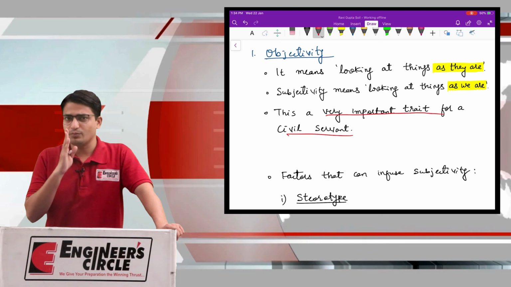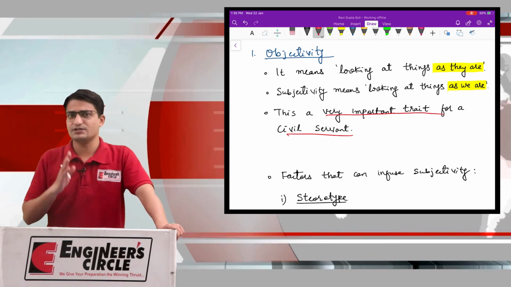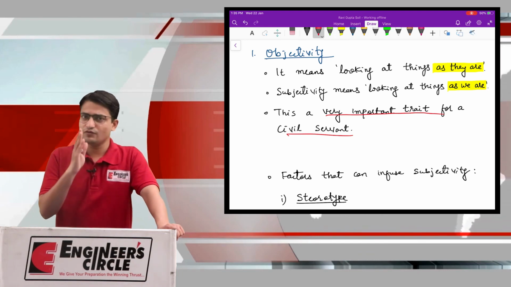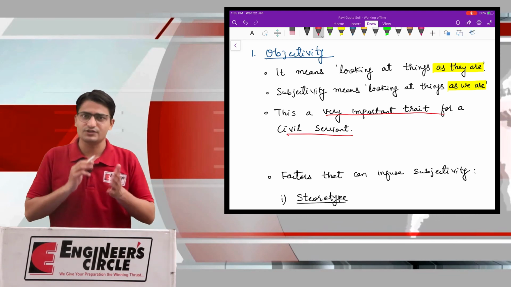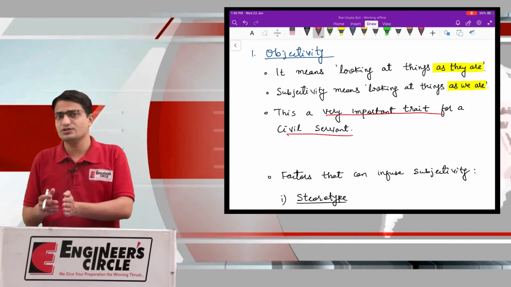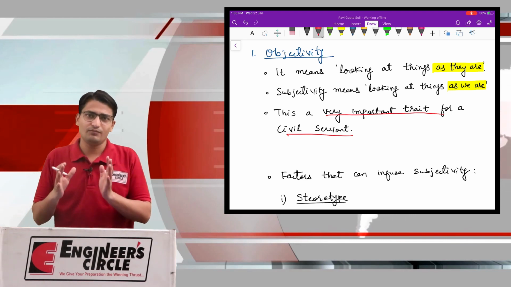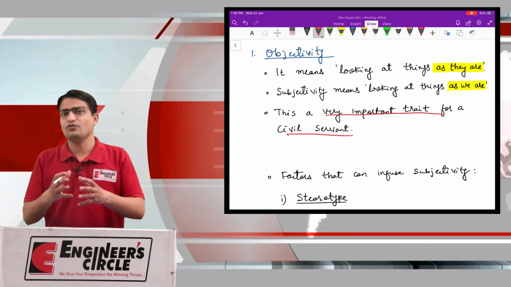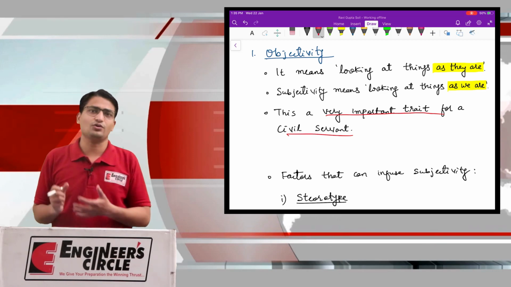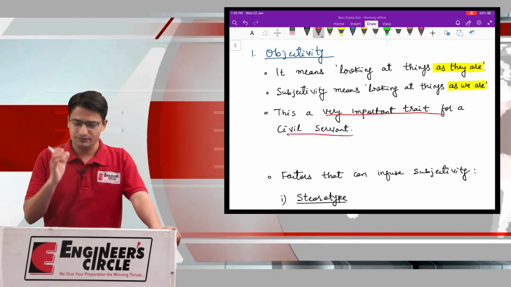But as an objective engineer, as an objective civil servant, you will only focus on facts. You will inspect what the positives are and you will also focus on what the negatives are. And by observing both these things, you will decide what we should do or should not do. So this is what objectivity is.